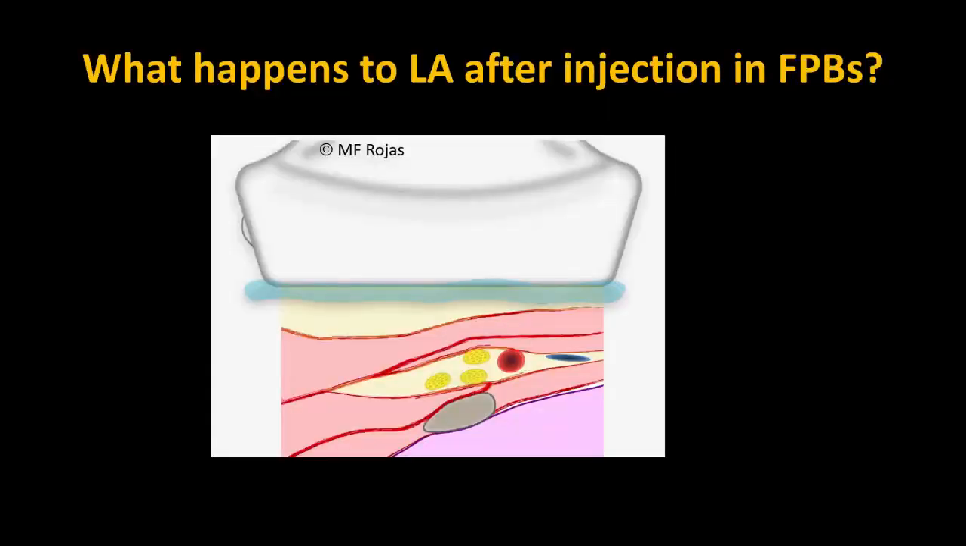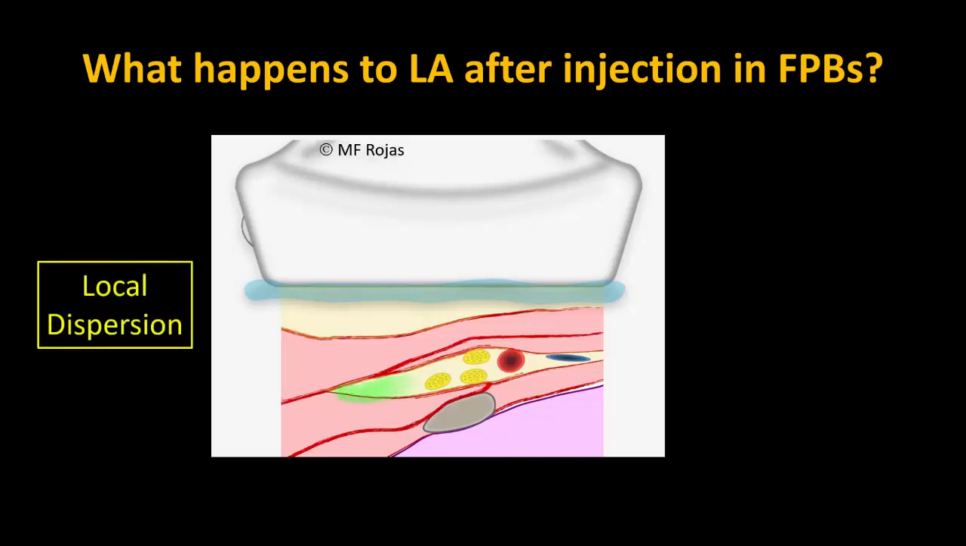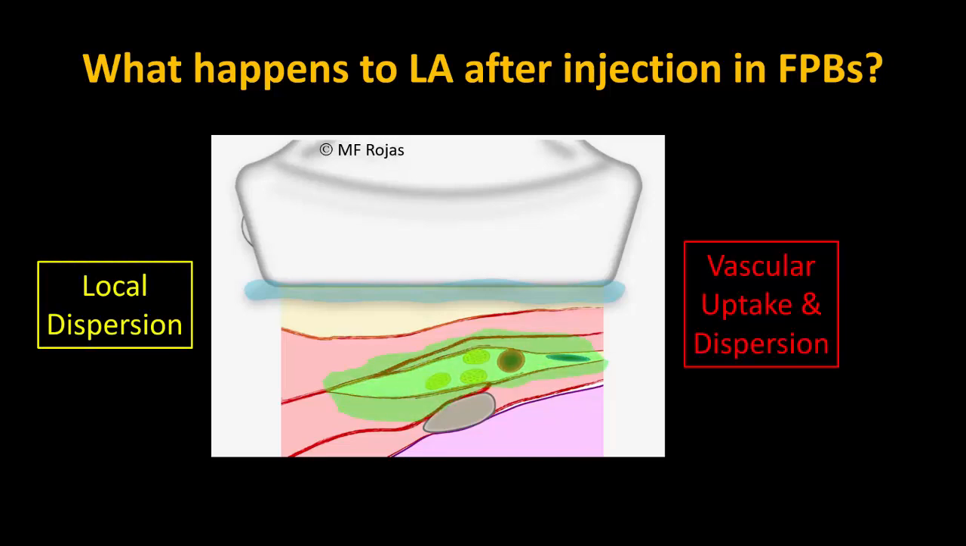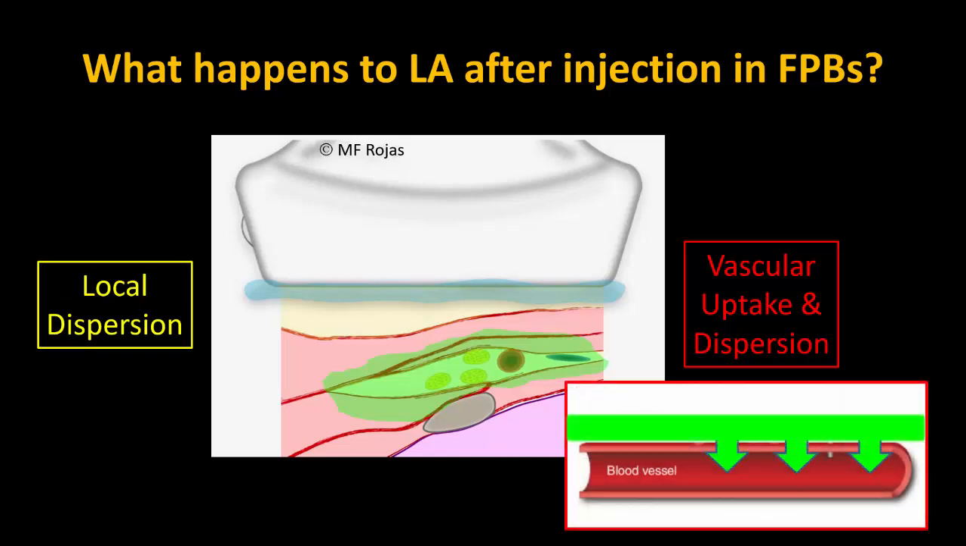So let's look at what happens to local anesthetic once it's been injected into a fascial plane. There are two major pathways of spread: local dispersion through the surrounding tissues, and vascular uptake and dispersion throughout the body.